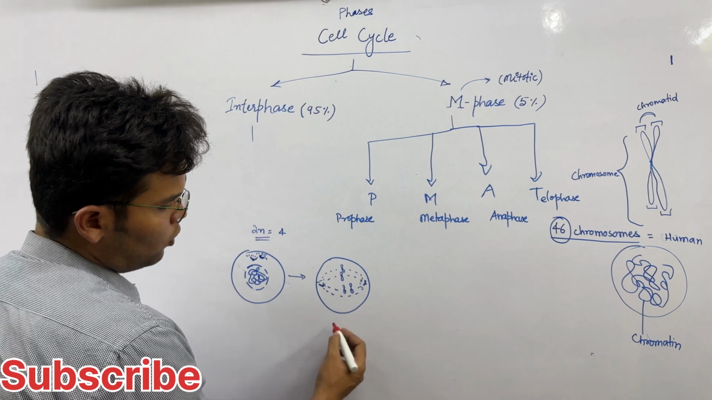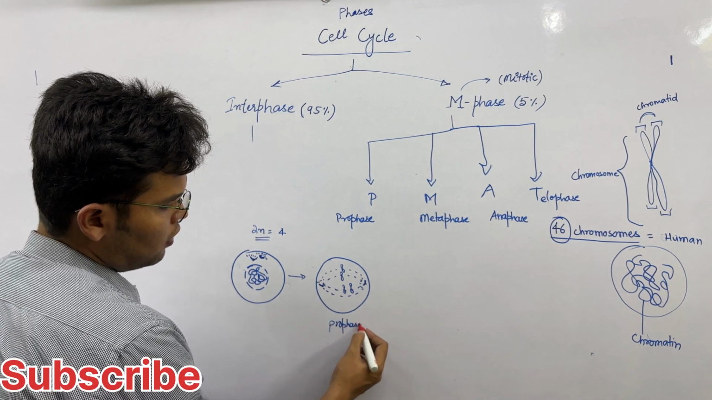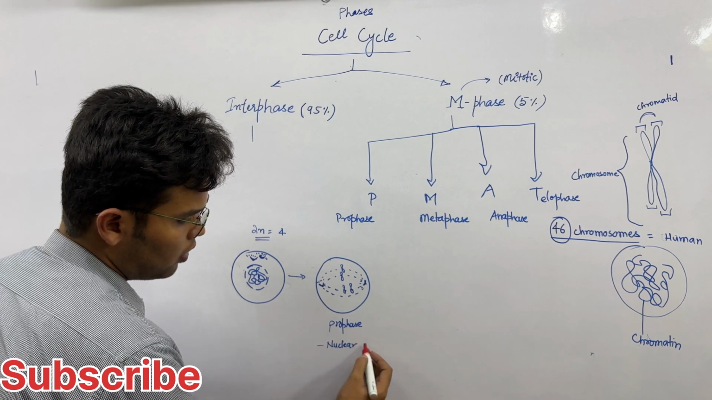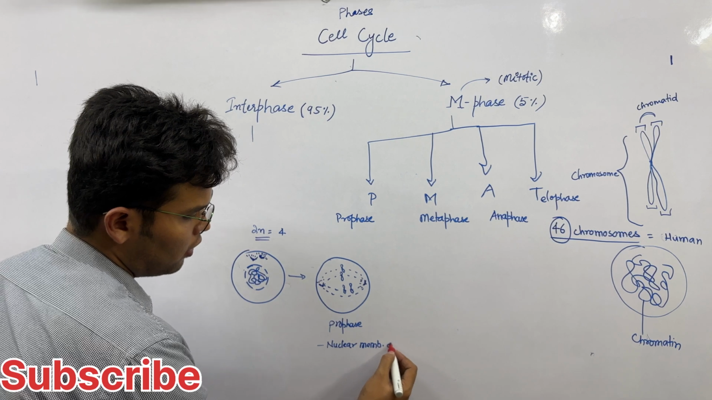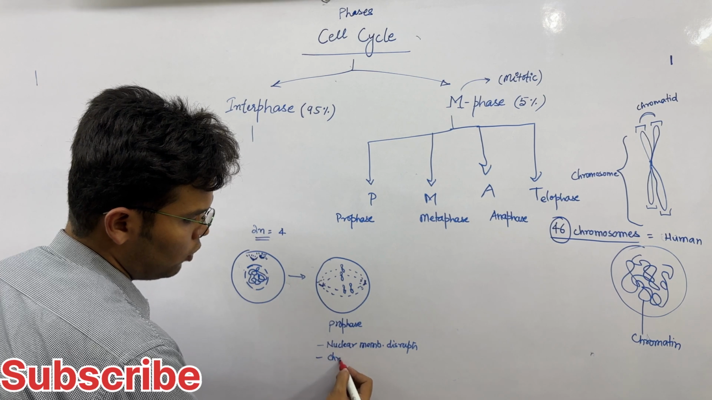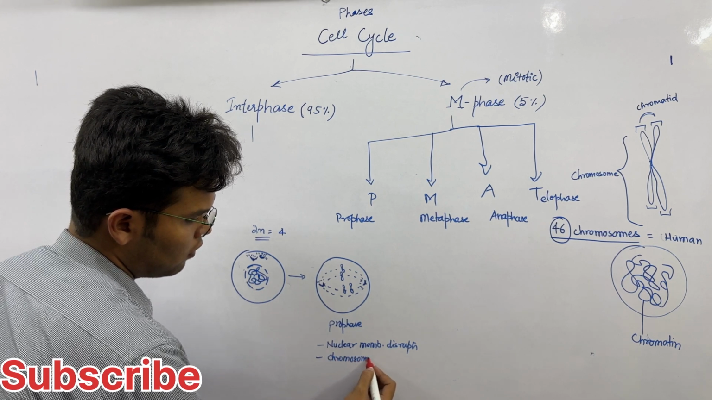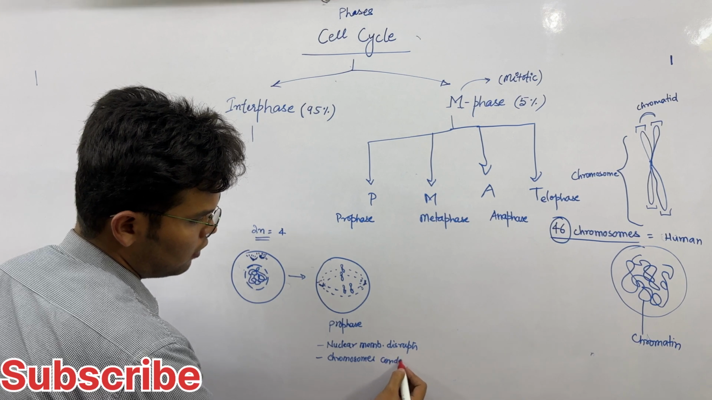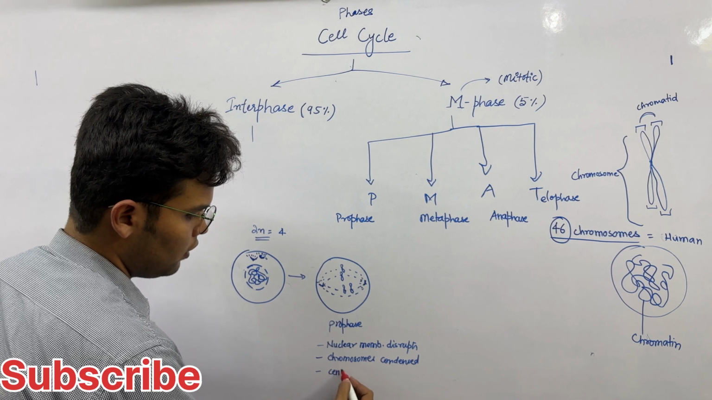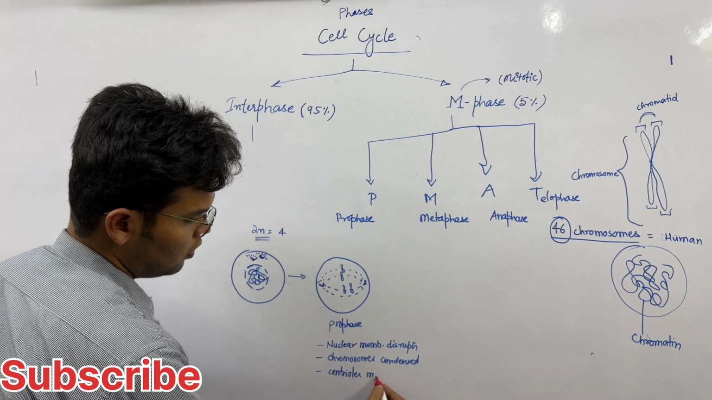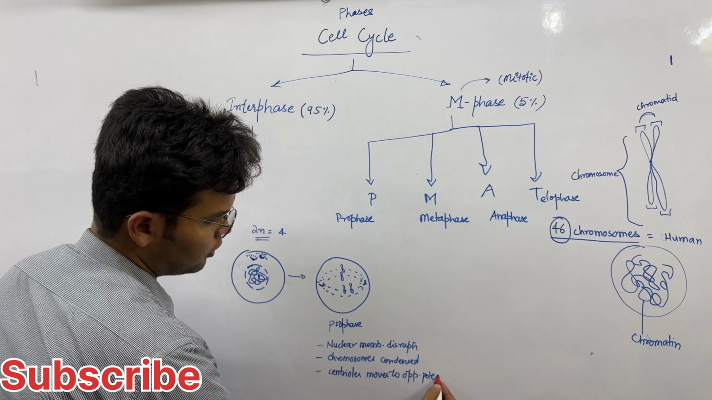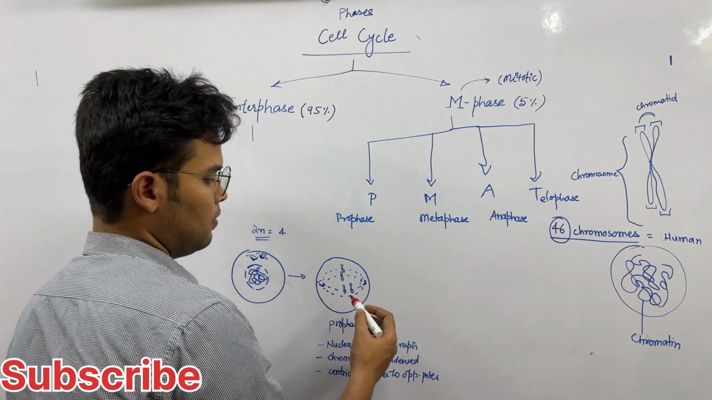Then this is the prophase in which how many things occur? The nuclear membrane disrupts, chromosomes condense, and centrioles move to opposite poles.